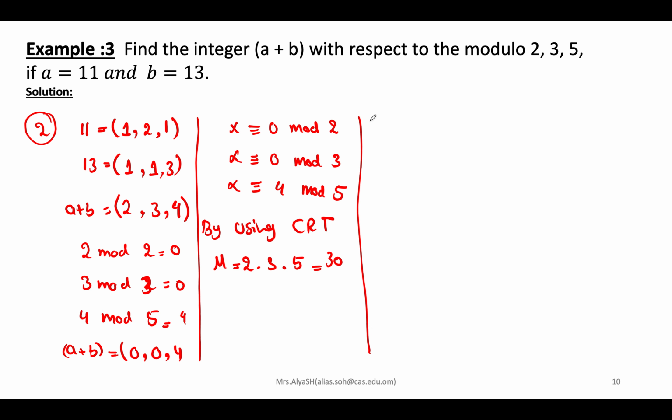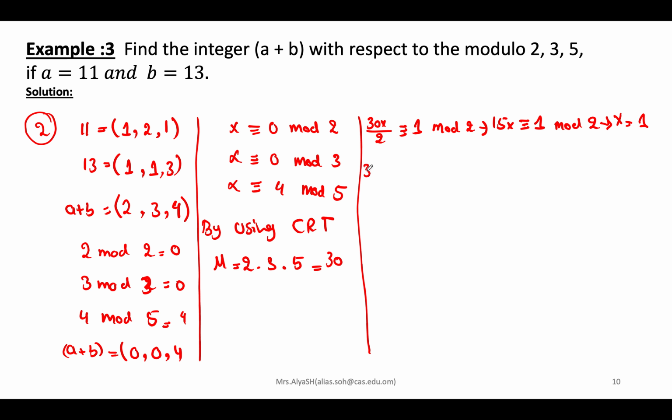Then we got here 30x divided by 2 congruent to 1 mod 2, and this is equal to 15x congruent to 1 mod 2, and from here we got that x is equal to 1.